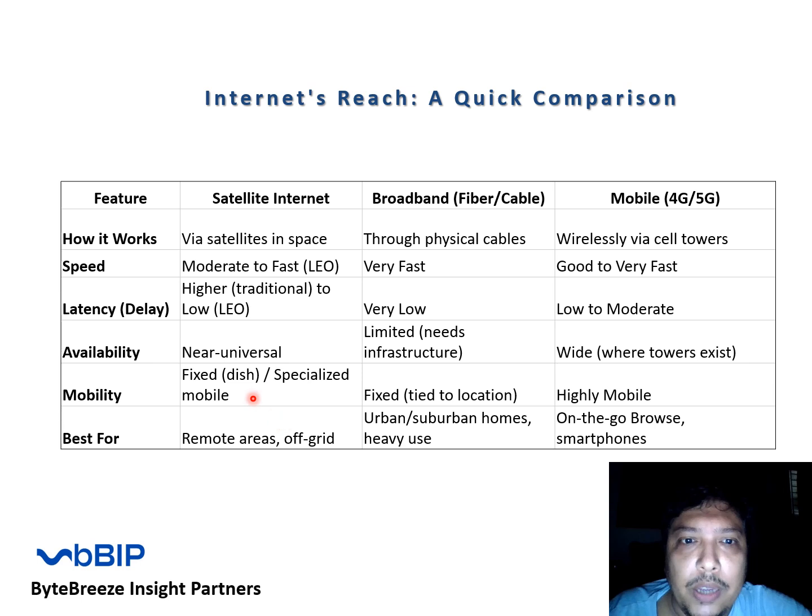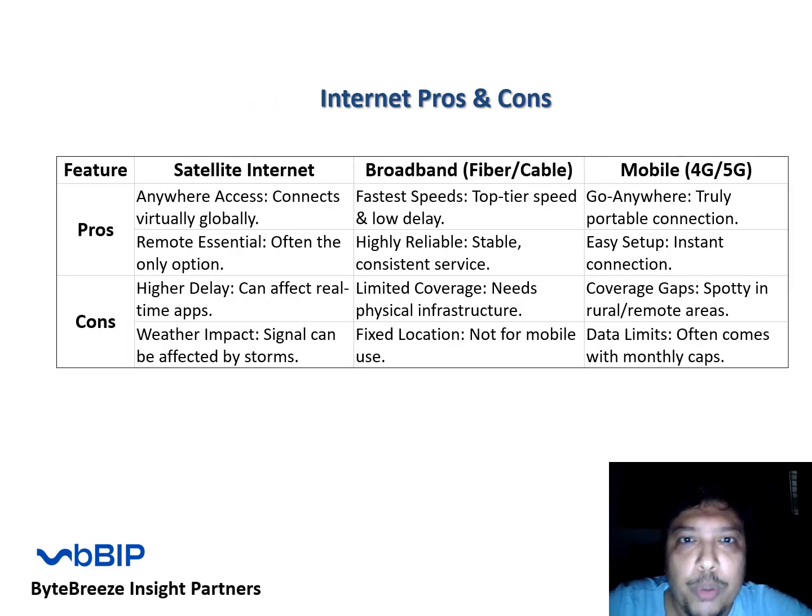For mobility, a dish antenna is required for the satellite. Broadband is fixed, and for the mobile network, mobile devices are required. Satellite internet is best for remote and off-grid areas. Broadband suits urban areas where heavy connectivity use exists, and mobile suits where smartphone connectivity ensures that mobile internet is available. And here's a quick pros and cons.